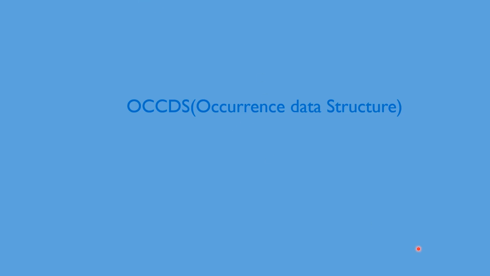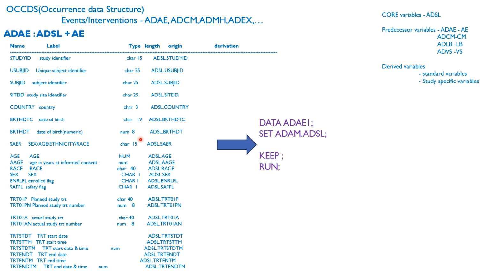Today we are going to discuss the OCCDS datasets in ADaM. Okay, let's begin. So earlier we discussed that in ADaM there are three types of datasets. One is ADSL dataset domains, the second one is OCCDS dataset domains, and the third one is BDS dataset domains. Okay, so we have already completed ADSL dataset domains and how to derive them.